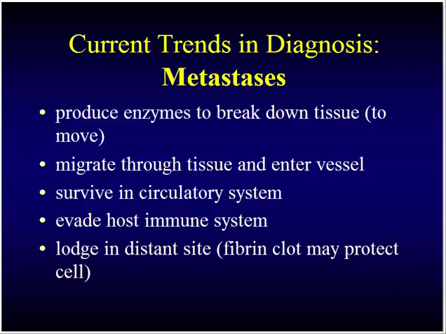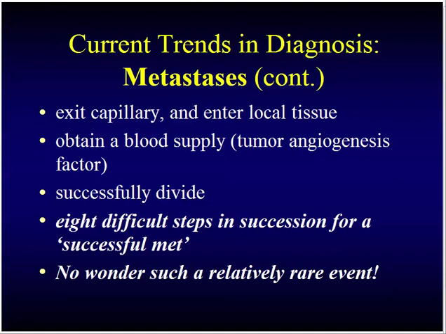It has to break down the tissue to move, so it's got to diapedese, move through the tissue, get into a vessel, survive the roller coaster ride through the vessel to a distant site, evading the immune system, or the popo, as my kids would say, lodge in the distal site, and then get a fibrin clot around it to protect it from the immune system. It has to exit the capillary, walk through the tissue, get a blood supply, and then divide. So that's a lot that that cell has to do in order to get somewhere else, which is why metastases are relatively not that common, so to speak.